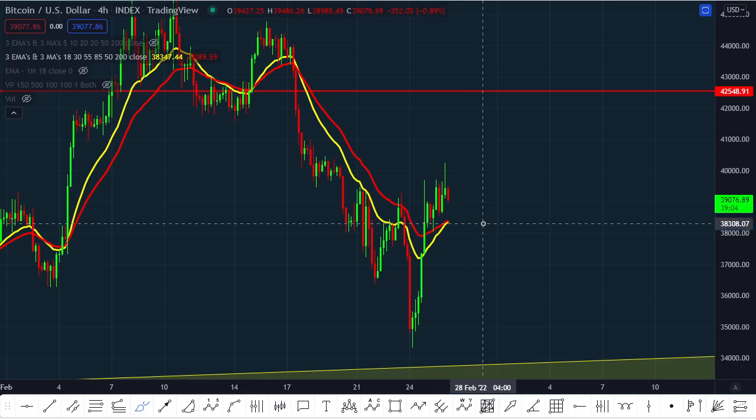Now, to summarize. This is very interesting because I have two things that I want to talk about. First of all, the summary is that the macro time frames, like the monthly time frame, are still bearish.